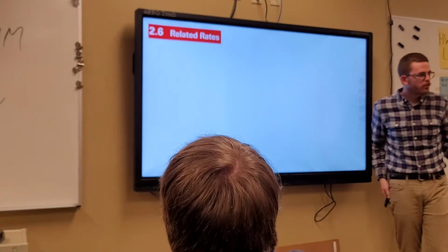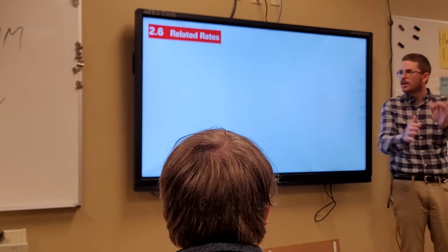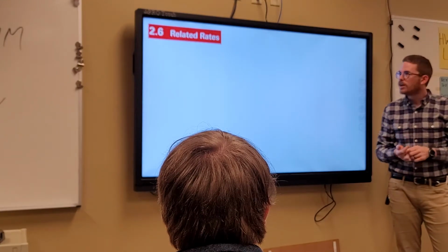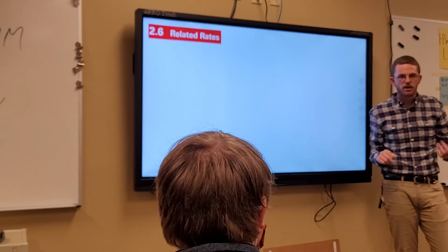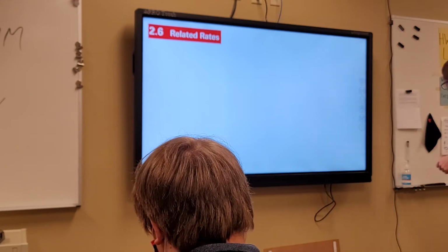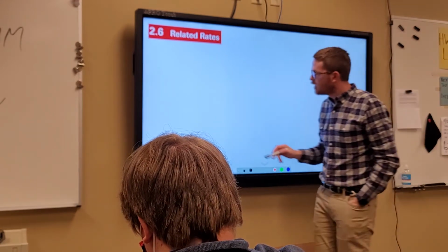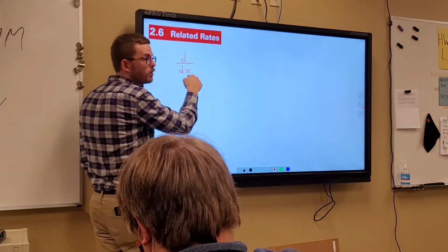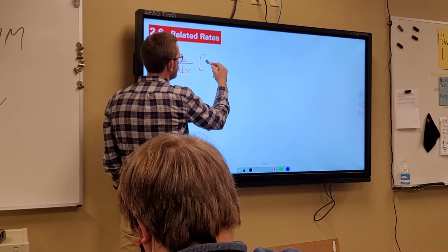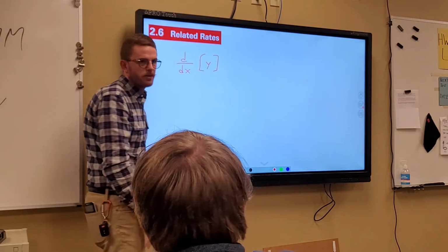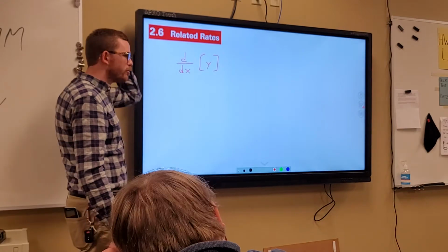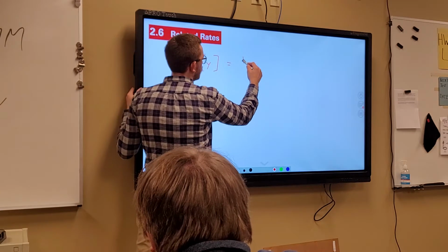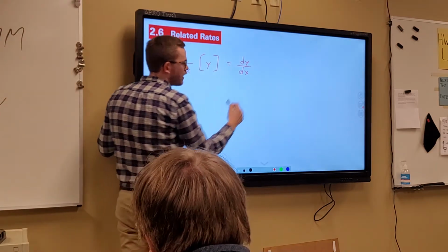All right, so we're going to talk a little bit about related rates. Here's the thing. Related rates is a pretty big deal, but it really comes from stuff we've already talked about. If you remember, implicit differentiation is when we were taking the derivative with respect to a variable of some other variable, like the derivative with respect to x of y would be dy over dx.